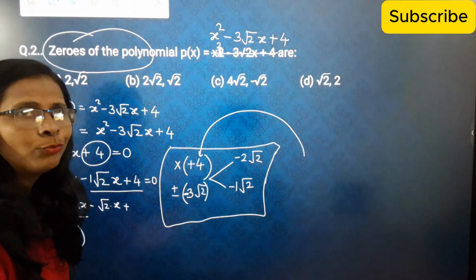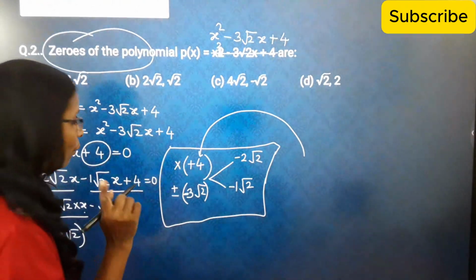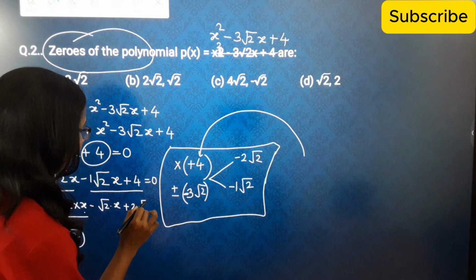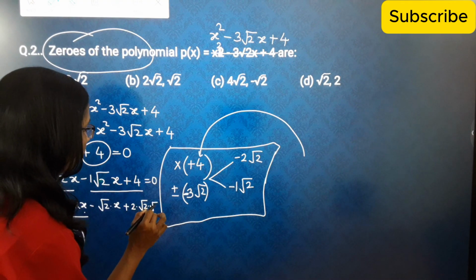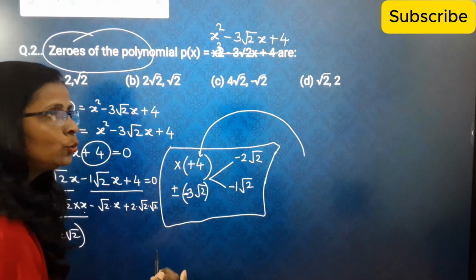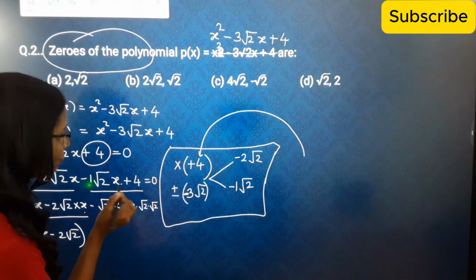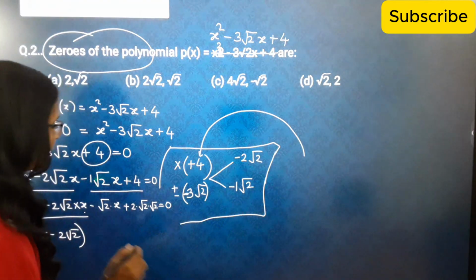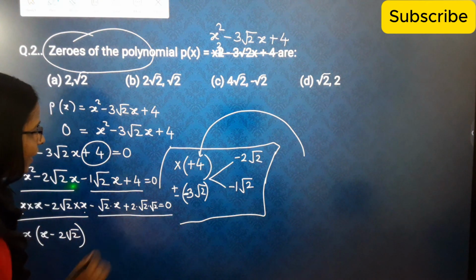How can we write the 4 in root 2 form? We write this as 2 multiply root 2 multiply root 2. Root 2 multiply root 2 means 2, so 2 twos are 4. Okay students, this way we can factorize the 4.